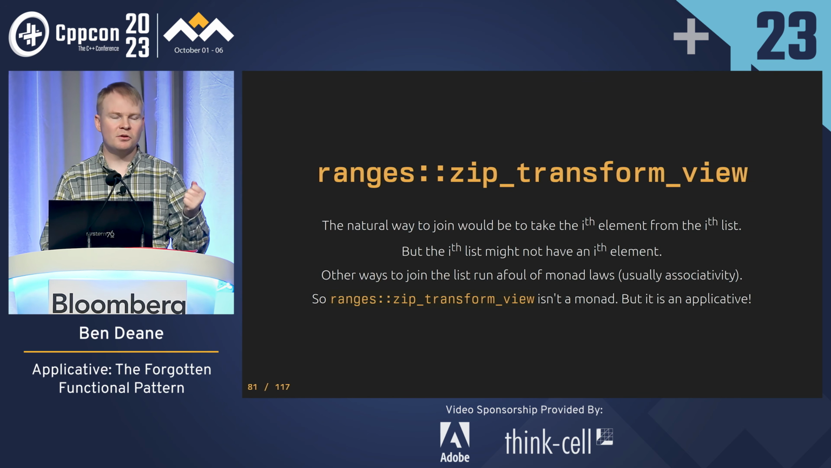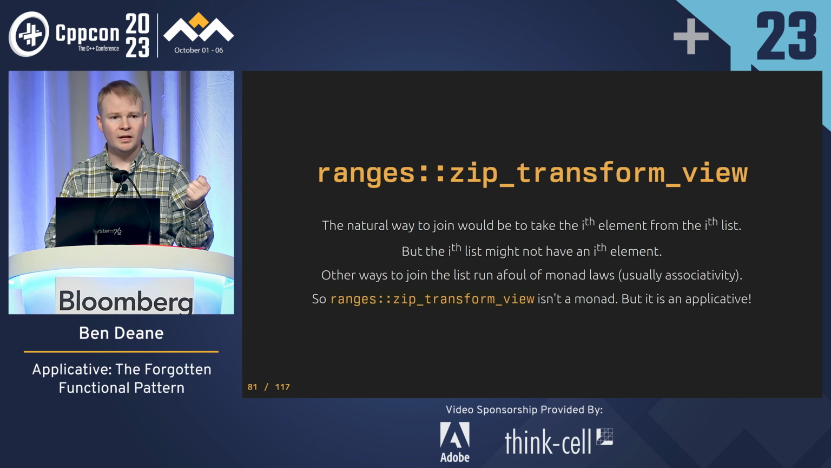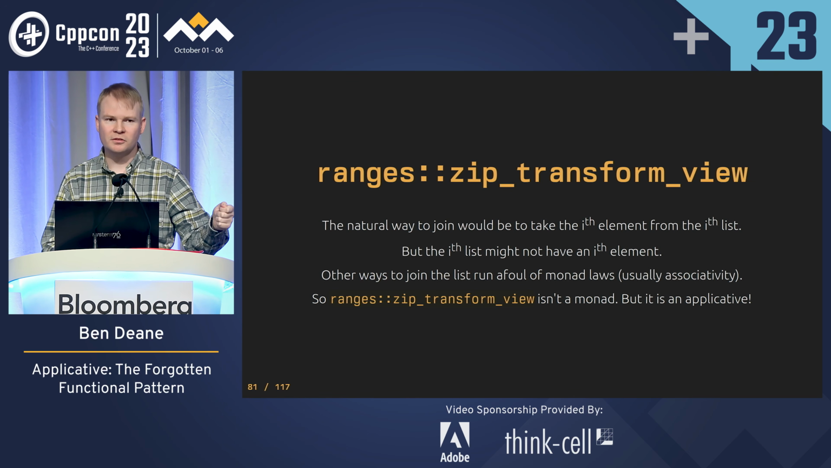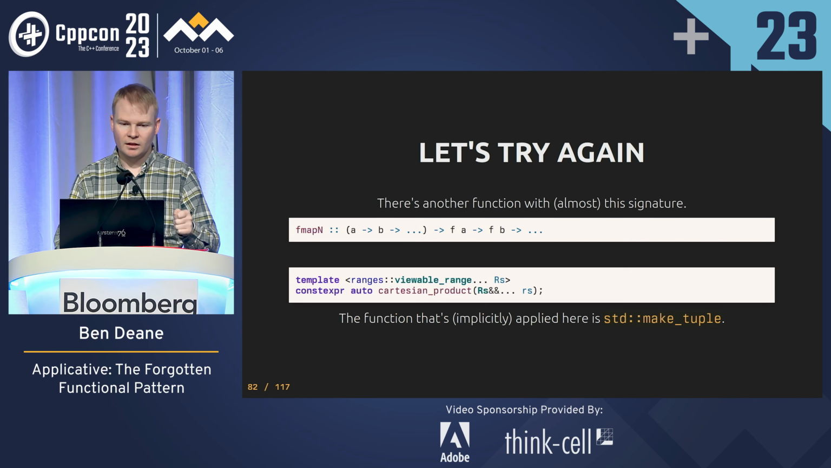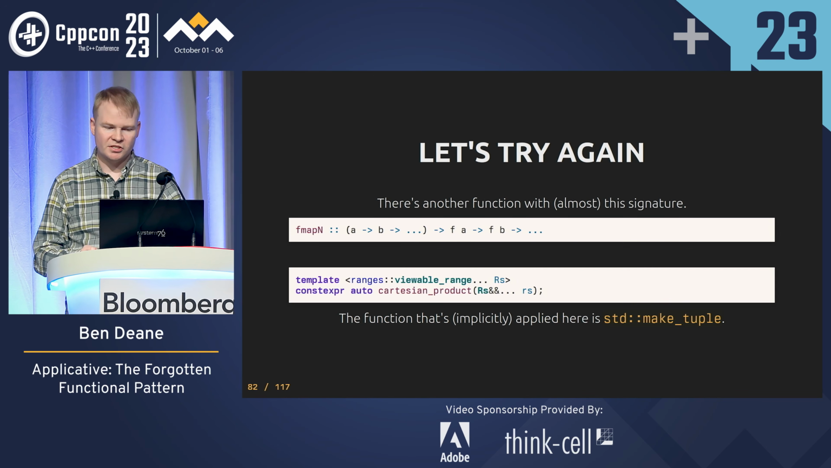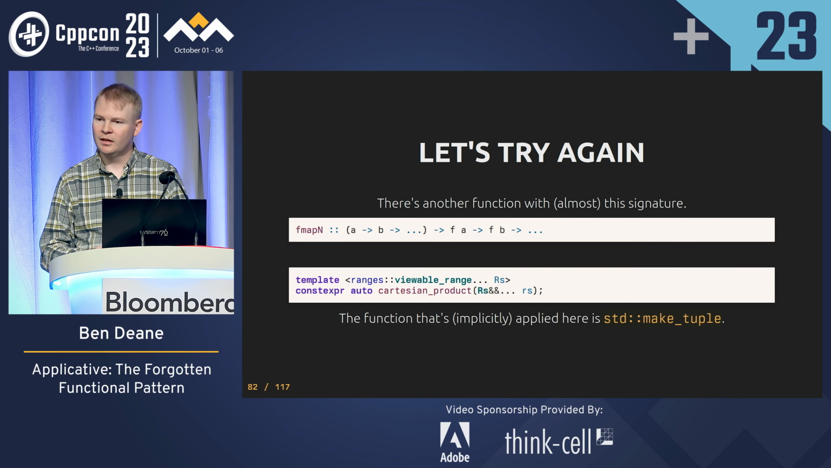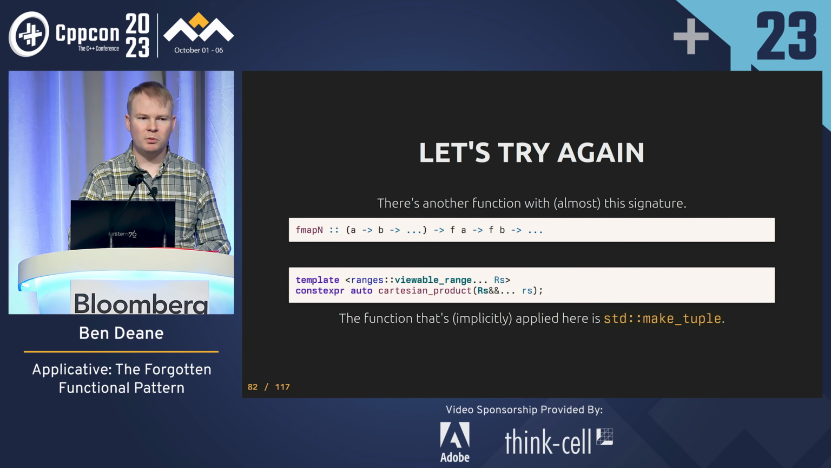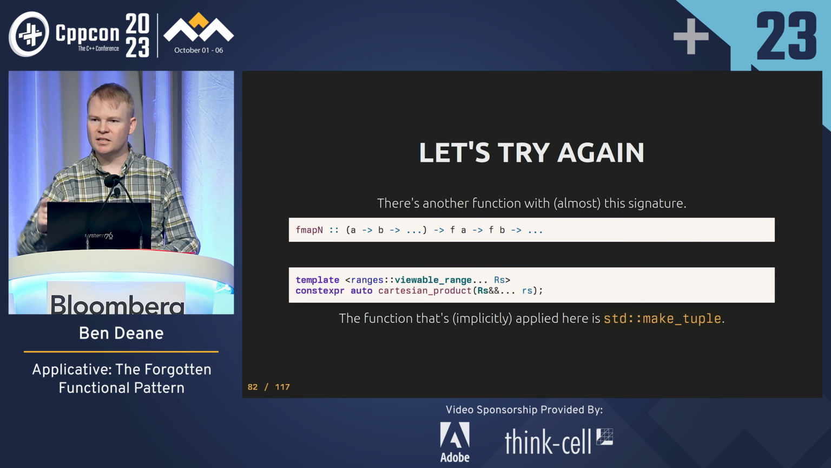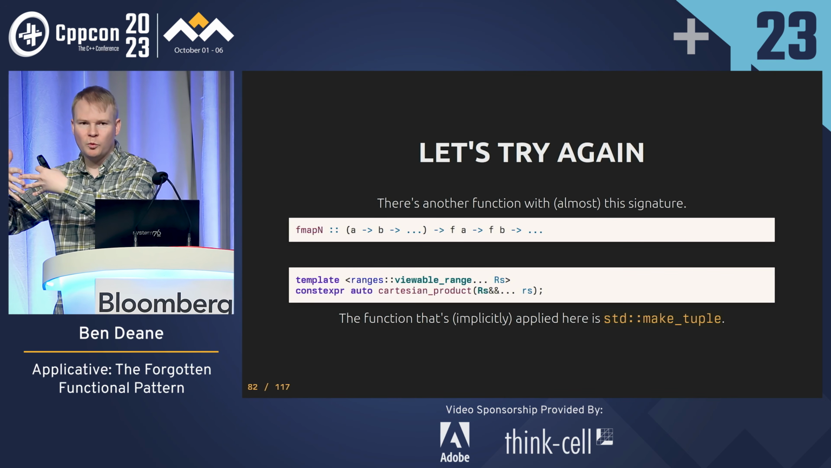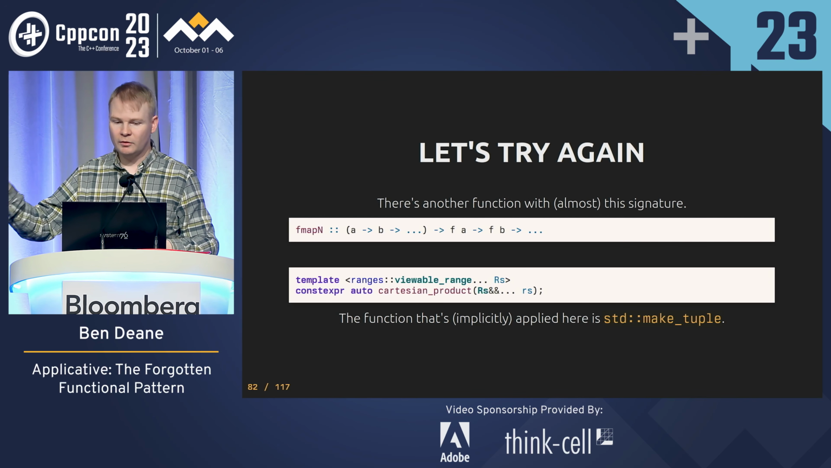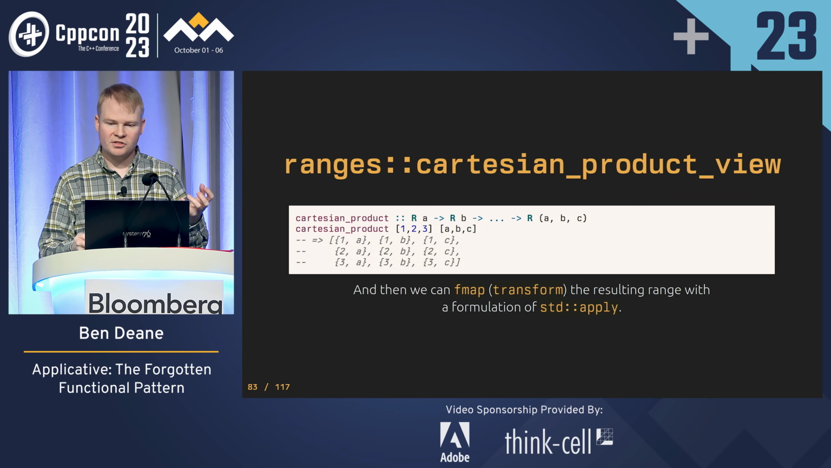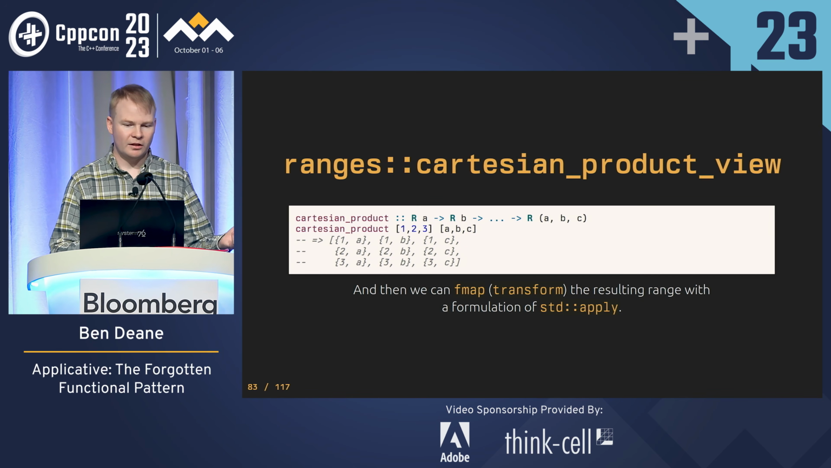So let's try again. Zip transform gives us one formulation of apply on ranges, but that is not a monad. Now there's another function with almost this signature, which is Cartesian product. It doesn't take a function, but the implicit function applied is make tuple. It's going to zip together these ranges every which way, give us the Cartesian product, and it's going to be a range of tuples. And Cartesian product does actually fulfill the monad laws.